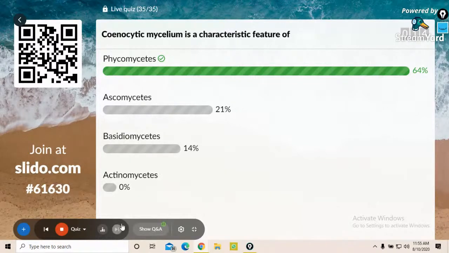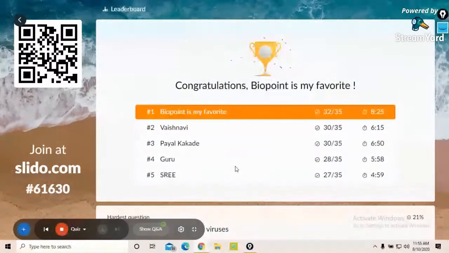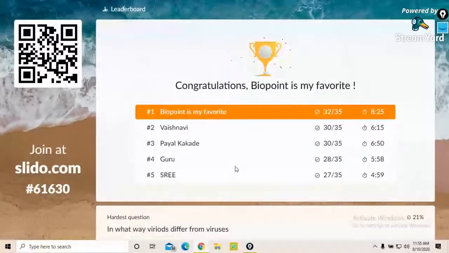Leaderboard on the screen. By points is my favorite. It's the winner, 32 on 35. Then Vaishnavi 30 on 35. Payal Kakhe 30 on 35. Guru 28 on 35. Sri 27.